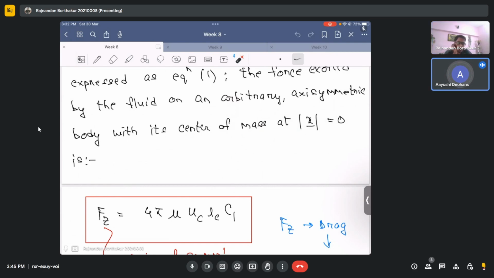Can we also subtract the viscous drag from the total drag to get the pressure drag? Yeah, exactly, of course. Because your governing equation is linear, right? So you can do that.